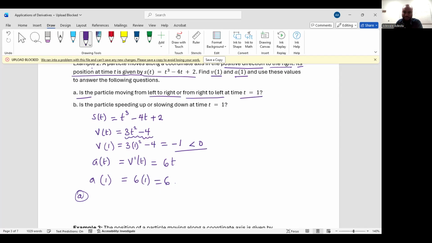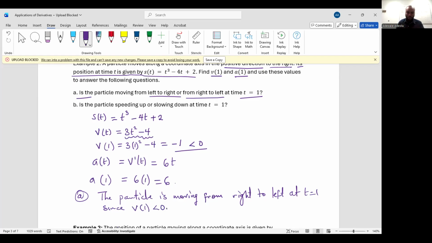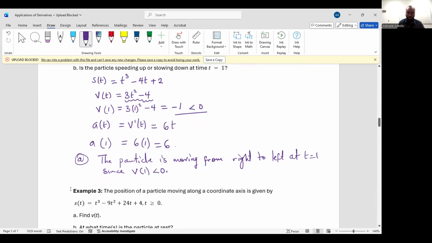So look at it. At time t equals 1, our velocity is negative. So we say the particle is moving from right to left at t equals 1. How do I know? Since v at 1 is negative, it is moving backward, right to left.